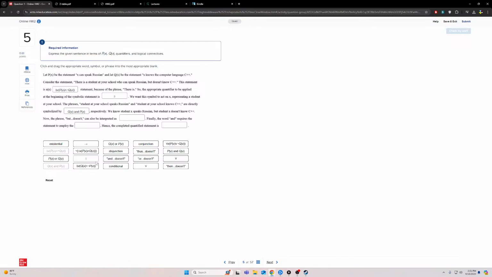We know student X speaks Russian, but student X doesn't know C++. Respectively, so that can't be it. It has to start with P. We know that student X speaks Russian, but student X doesn't know C++. Another phrase, but doesn't can also be interpreted as not.